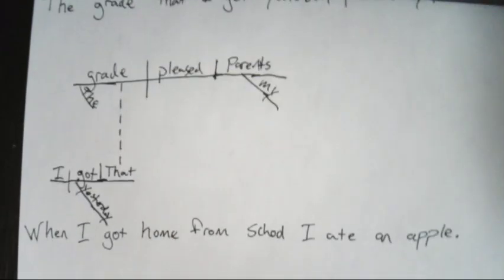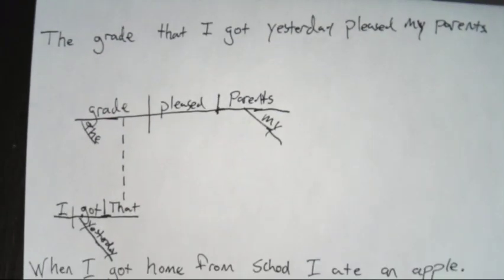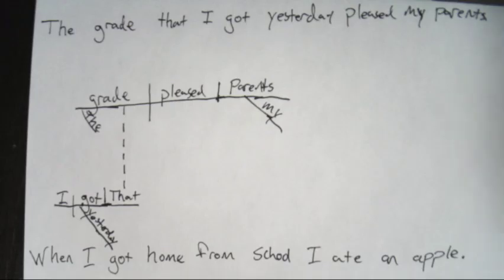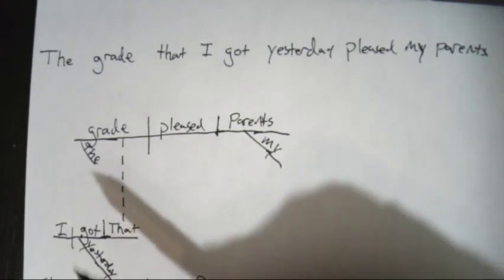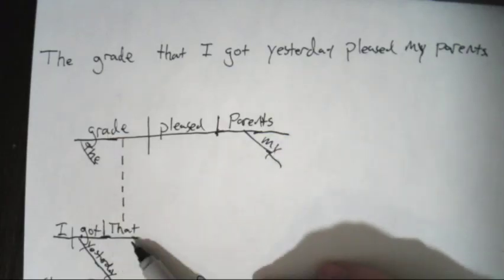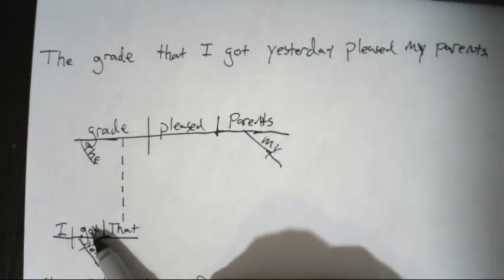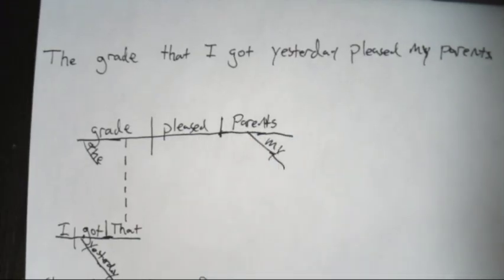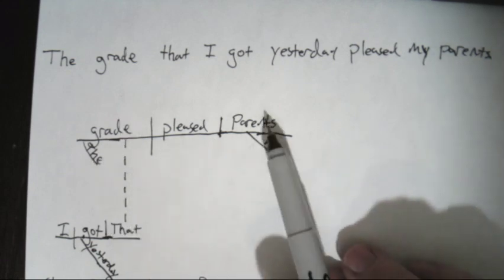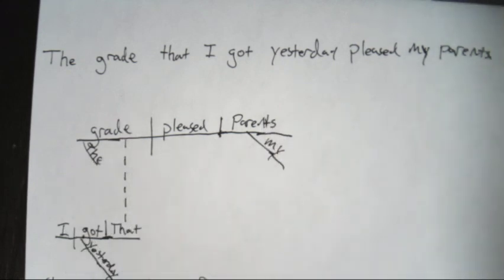All right. So unlike some sentences, this one is a little bit more difficult to read when it's on the diagram, because you kind of have to jump around. The grade that I got yesterday pleased my parents. So we really have two sentences here. The grade pleased my parents. I got that yesterday, right?